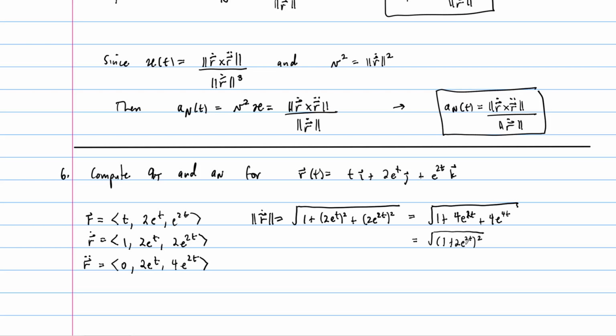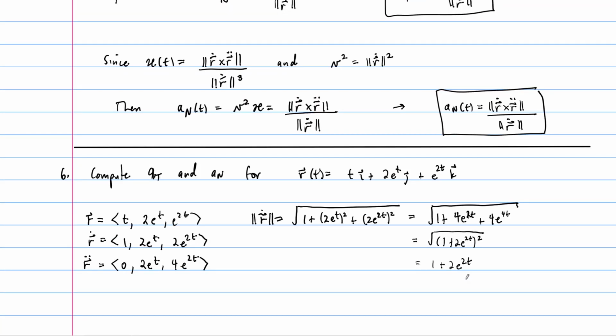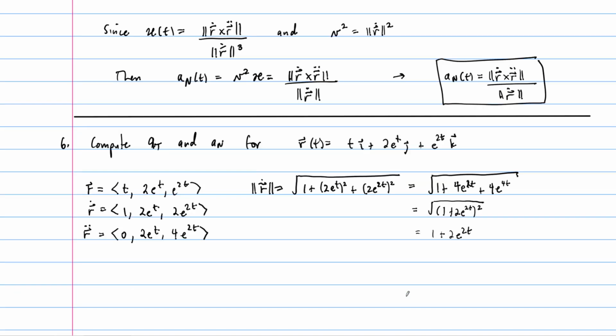And then again, we can take the square root and the square, they can cancel. This will end up being positive, so this is 1 plus something positive, so it's definitely positive. And we end up with our length of r dot, or our speed, is 1 plus 2e to the 2t. So there's our function for that. Then we need to take both the dot product and the cross product, and then find the length of the cross product, right? So let's work on that next.